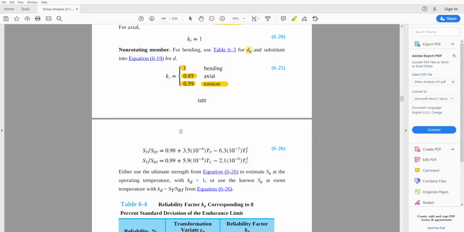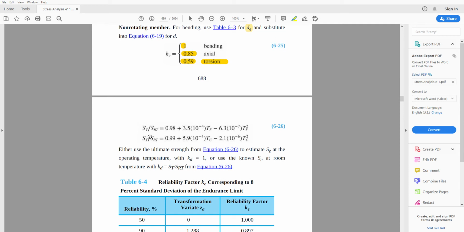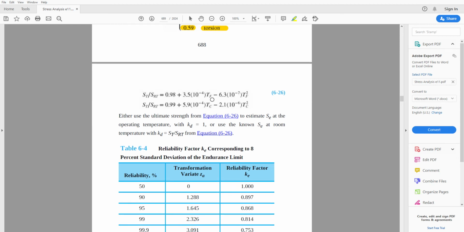And now for Kd, the temperature modification factor, it depends on the temperature, either you're using Fahrenheit or Celsius. And St is the ultimate tensile strength of the material at the operating temperature, and Srt is the ultimate tensile strength of the material at room temperature. And that's how you can find Kd.